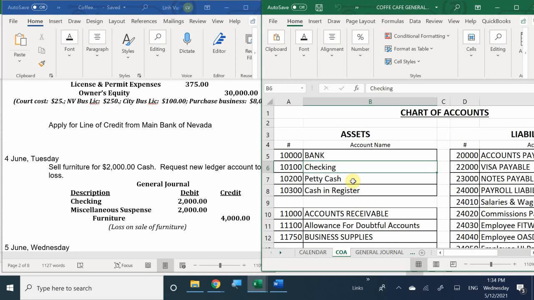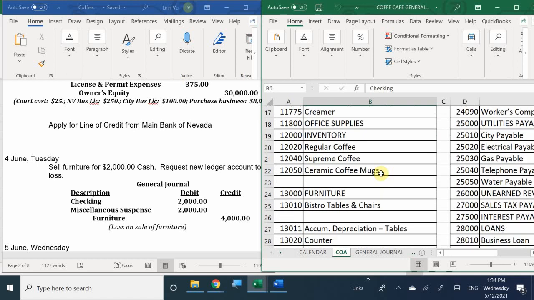So now there's a few things that we have an idea of. The first thing is, what is our checking account number? 10100. Now, the next thing that we need to do is identify that we need to record the loss under miscellaneous expense. So let's go ahead and locate where that is.